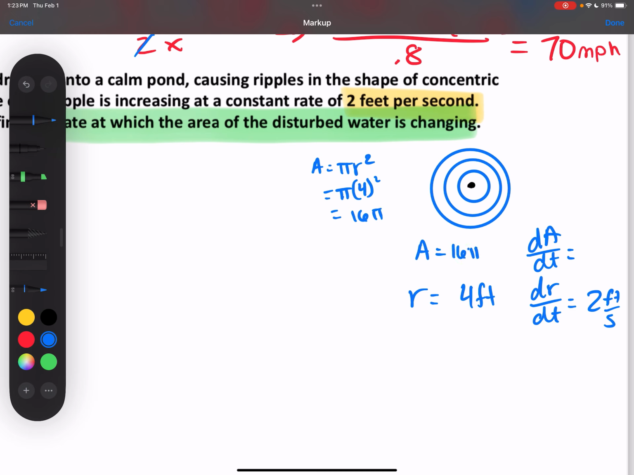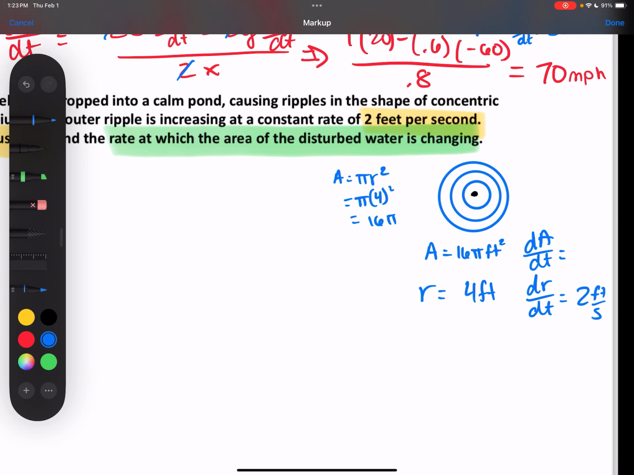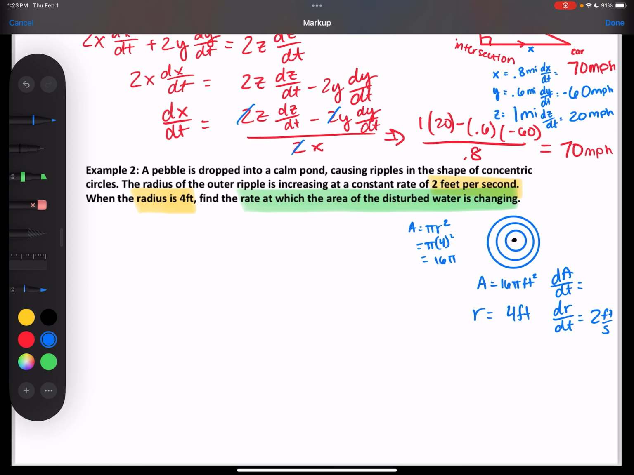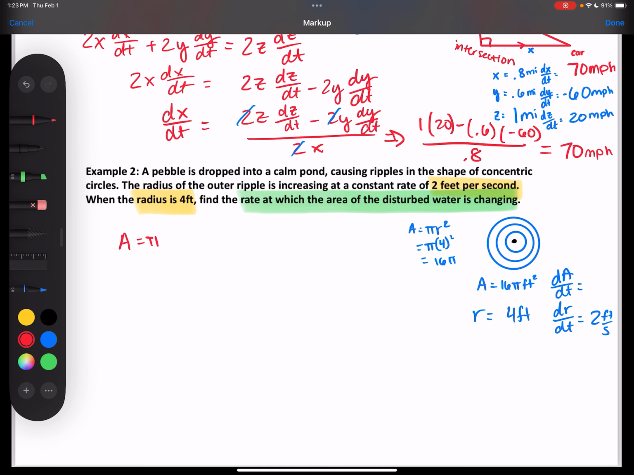No, maybe we don't need it. Maybe we do. So I'm going to start with that area of the circle formula because I'm trying to find the rate at which it's changing. So A equals pi r squared. So what do I do next? Derivative. Which would be what? 2 pi r, plus dr/dt.